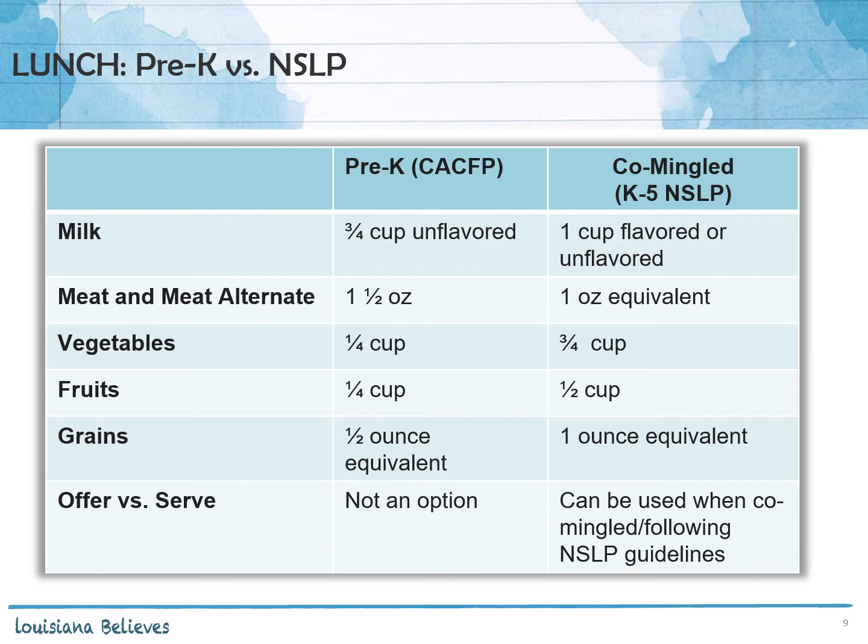This chart compares the preschool lunch meal pattern with the National School Lunch Program meal pattern for grades K through 5. As you can see, the serving sizes for the preschool lunch meal pattern are smaller than those in the National School Lunch Program, except for the meat alternate component. The pre-K meal pattern requires 1.5 ounces of meat alternate, but the K to 5 lunch program meal pattern only requires 1 ounce of meat alternate. Also, offer versus serve is not an option for lunch in the pre-K meal pattern.